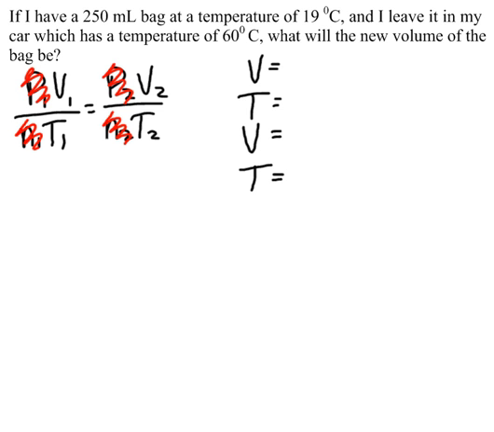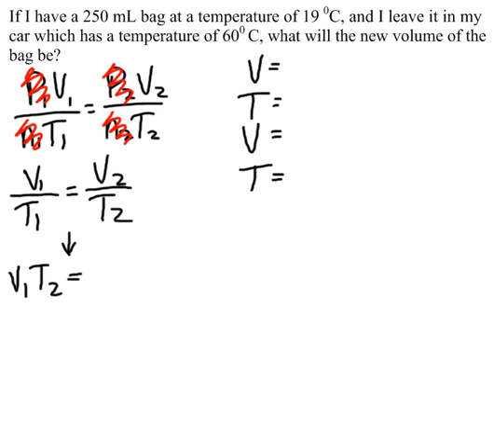Which means I can rewrite the equation for this problem as V1 over T1 equals V2 over T2. And then, like I say, you want to cross multiply. It makes it a little easier to get rid of your variables. So you'll have V1 T2 equals V2 times T1. Now let's assign what's T1 and what's T2 and all that kind of fun stuff.